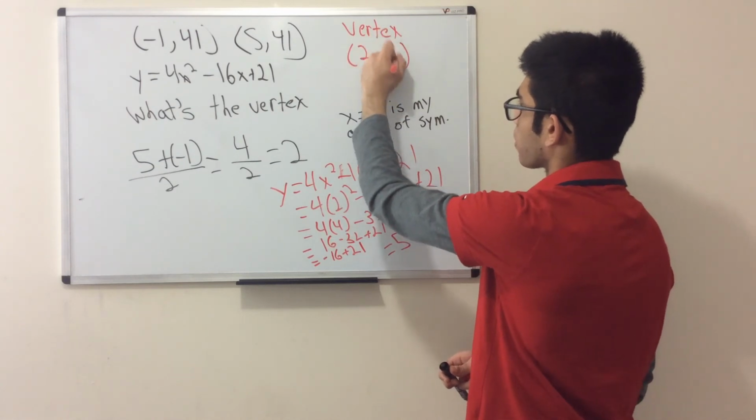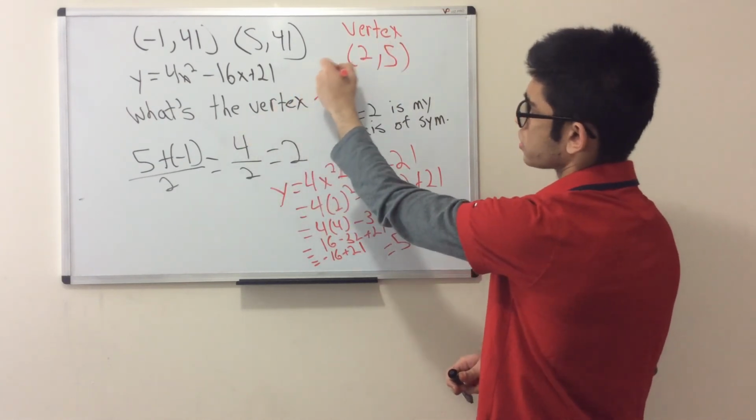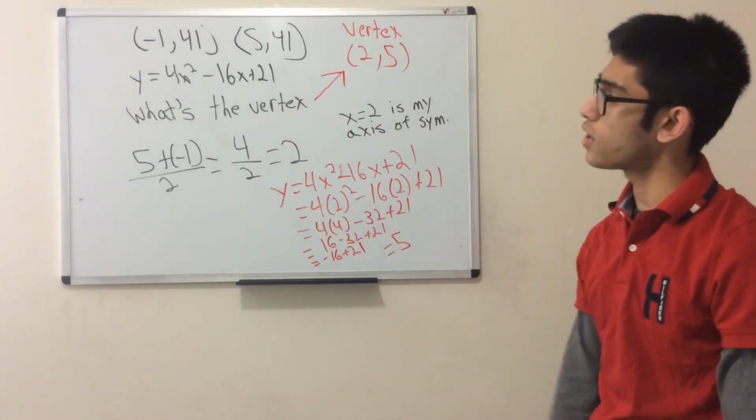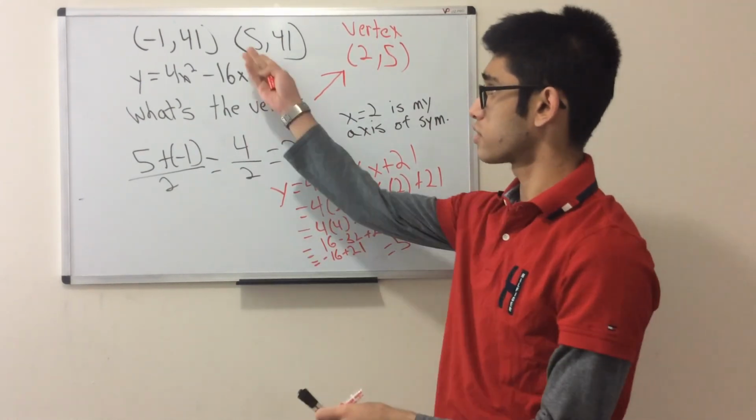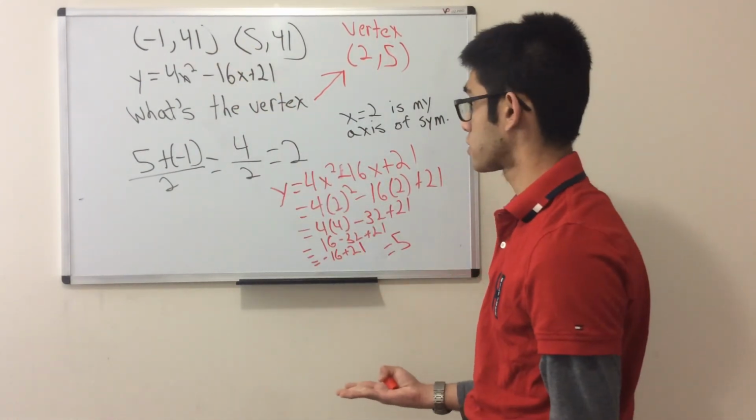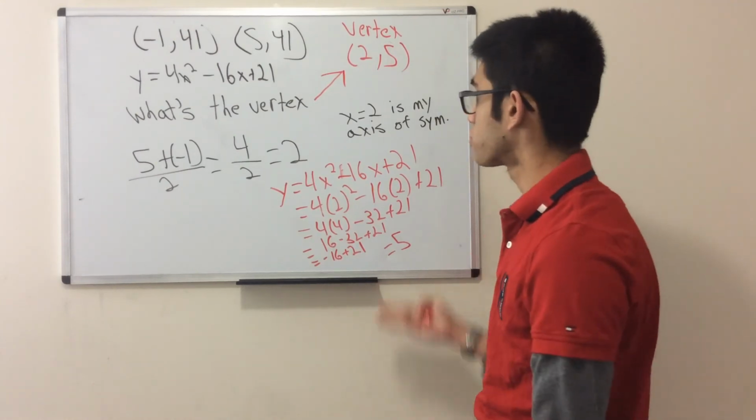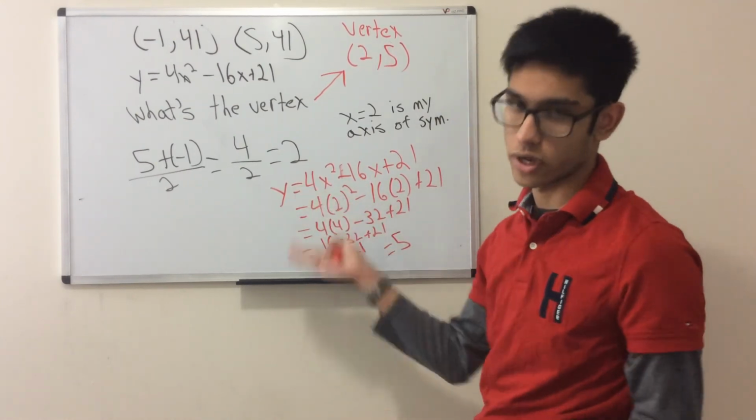There we go. What is our vertex? Our vertex is 2, 5. And again, what did I do? All I did was I took the 2 points they gave us, found the axis of symmetry, which is the x-coordinate, and then I just plugged it into the function itself, or the equation.